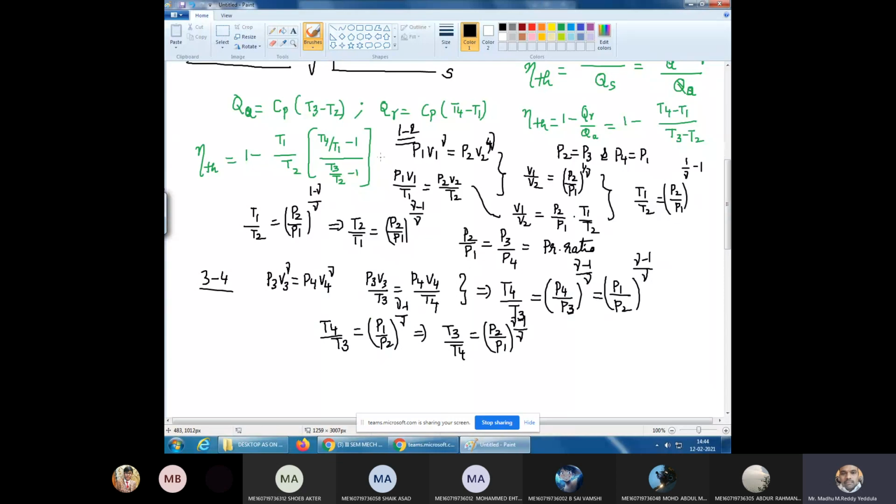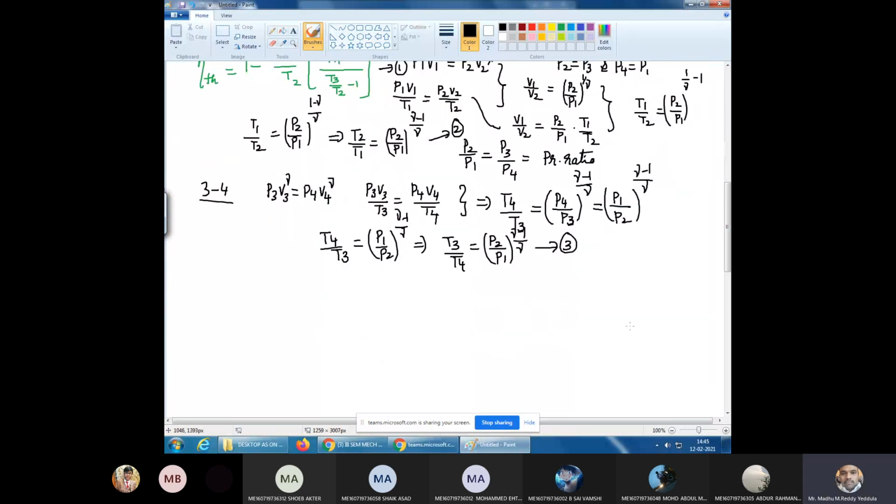Okay, right. So let us assume this is equation 1, this is equation 2, this is equation 3. Now tell me, from equations 2 and 3, what can we write? From 2 and 3, the right hand sides are the same: pressure ratio power gamma minus 1 by gamma. Therefore, I can equate T2 by T1 is equal to T3 by T4. Is it clear?